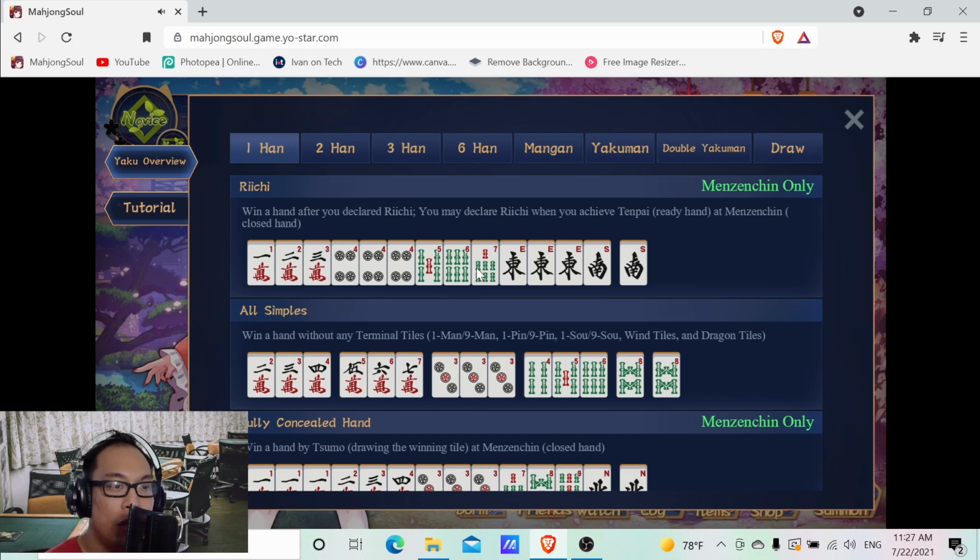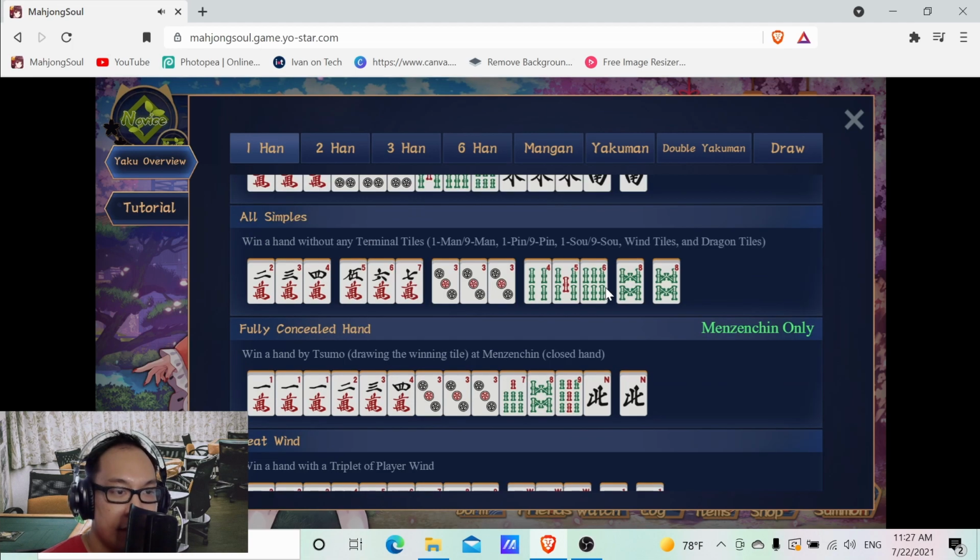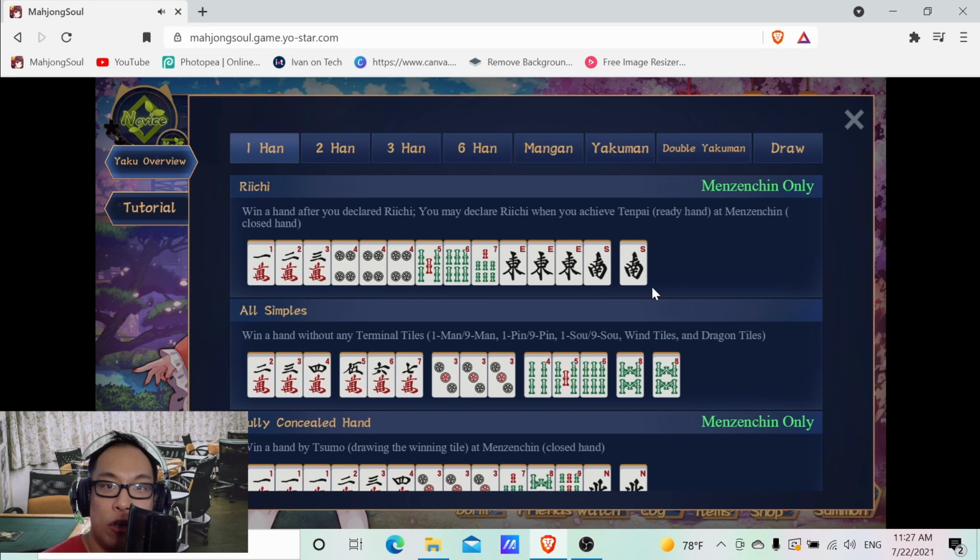Basically, you just keep your hand closed, and when you're in Tenpai, or just waiting on one tile, there will be a button that says reach. And then when you click reach, it will automatically declare reach for you. And you basically wait on your winning tile. That's basically what it is. But you have to keep your hand closed. You cannot open.